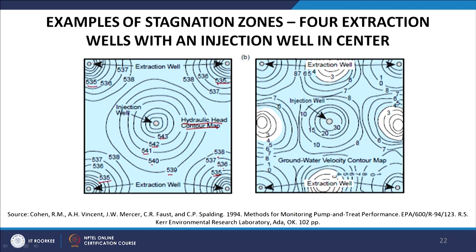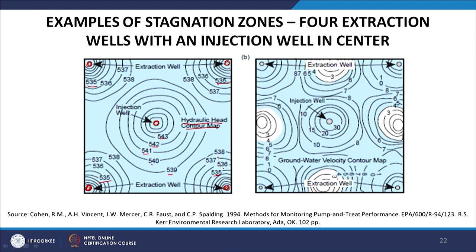So what do we have? We are going to have extraction wells here, at the stagnation zones, towards which the groundwater is typically flowing, and an injection well here where you have a relatively higher head. What is it that I am trying to promote? I am trying to put in water where it would naturally flow towards the extraction wells, thereby taking the contaminant along with it.